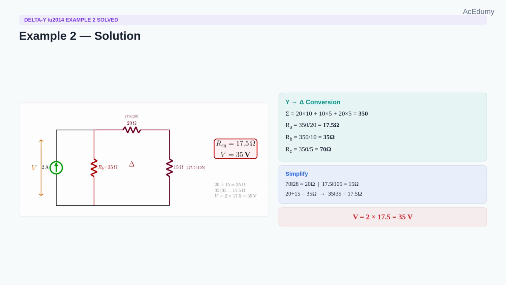These 20 and 15 ohm resistors are in series. 20 plus 15 equals 35 ohms. This 35 ohm combination is in parallel with RB of 35 ohms. 35 parallel 35 equals 17.5 ohms. Finally, V equals I times R equivalent, which is 2 times 17.5, giving us 35 volts.